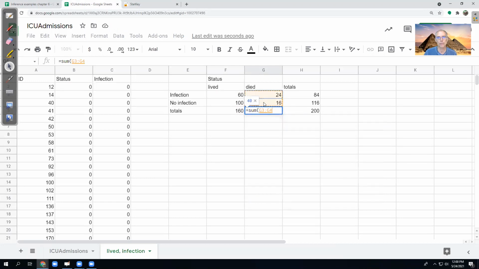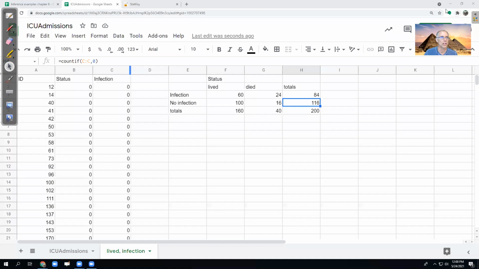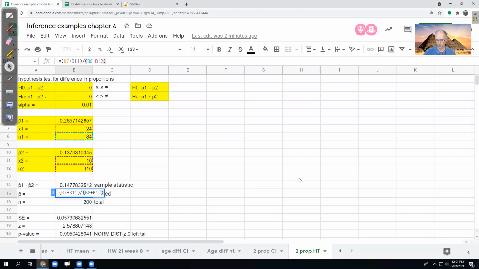Add those up. All right, let's double check. 16 plus 24 is 84, that is true. 116 is 116. Okay, now that looks better. Let's fix the notes here. Those two numbers get switched. Thank you for noticing, good job. All right, so 40 out of 200, 20%. That looks more like it. All right, and then I have n here. So these are the things I need to create my test statistic.